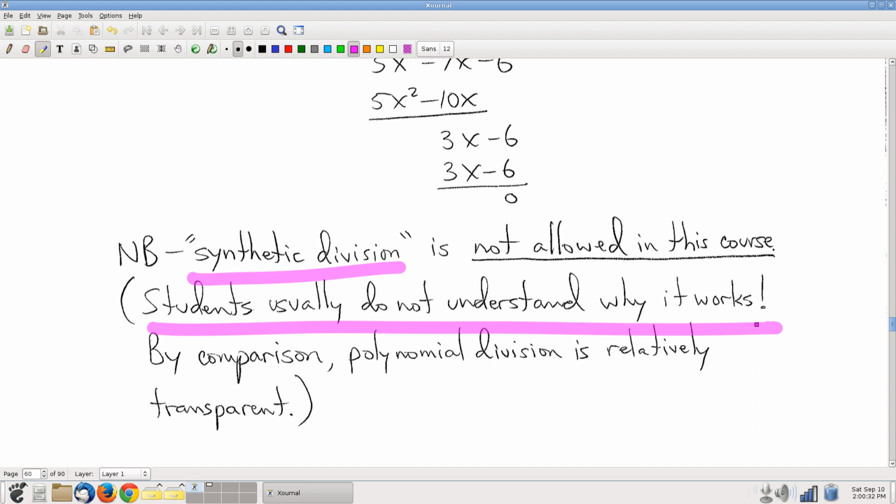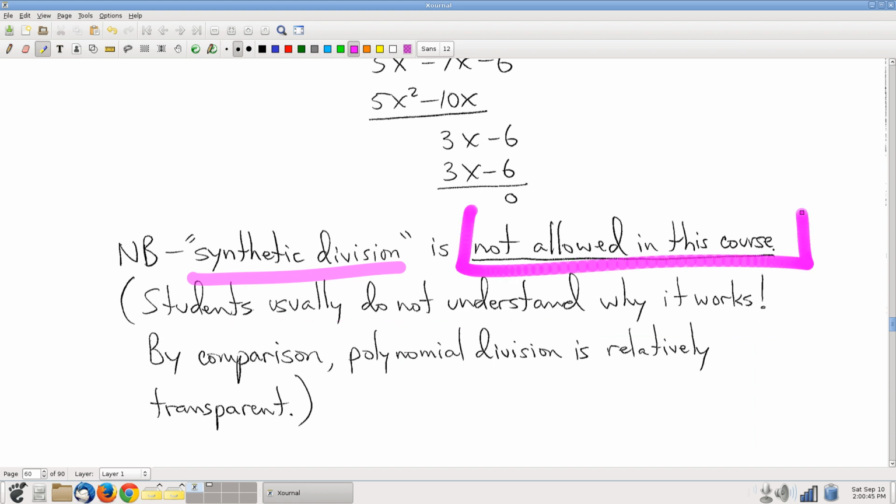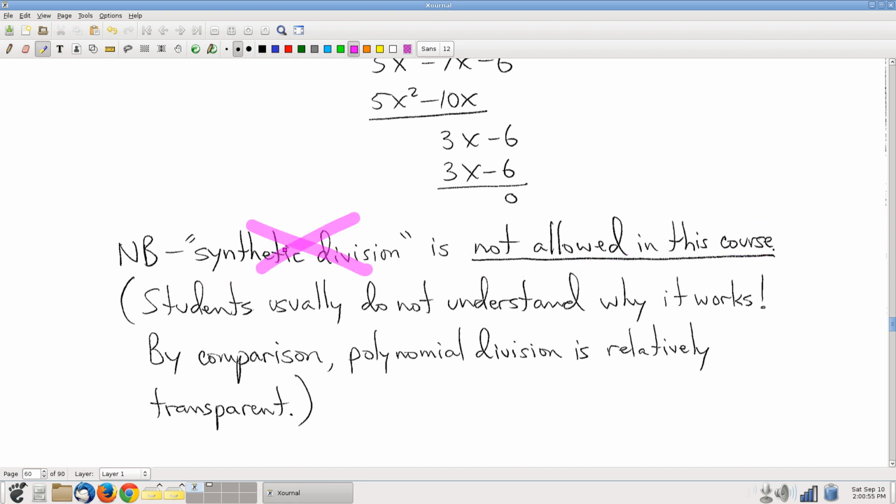And in this course, we want students to demonstrate ideas that they understand and not to go through little hocus-pocus games that will allow them to get an answer that they don't know where it came from. So synthetic division, very importantly, not allowed in this course. On an exam, if you use synthetic division, you will not get credit for that work. So be sure that you do not use synthetic division.